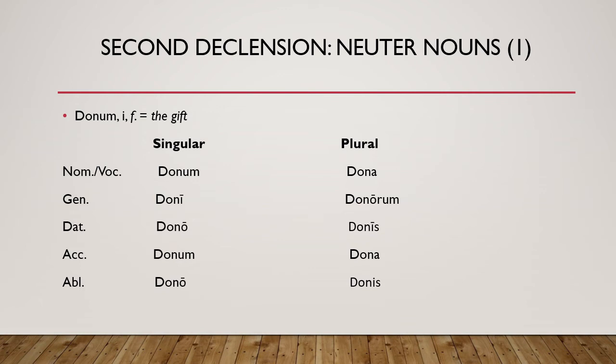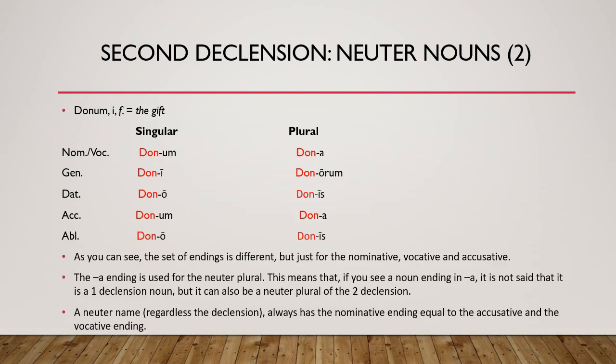Donum, doni, dono, donum, dono. Dona, donorum, donis, dona, donis. There is nothing different from the other declensions. You can always isolate the stem and attach the endings. What you notice is that the endings for nominative, vocative, and accusative are kind of different, because for the singular we have an ending in "um" and for the plural we have an ending in "a".